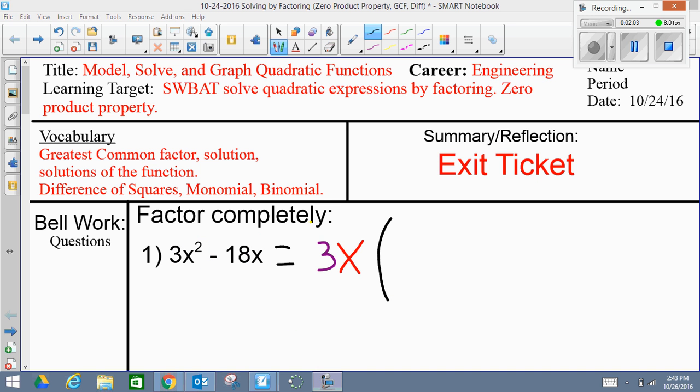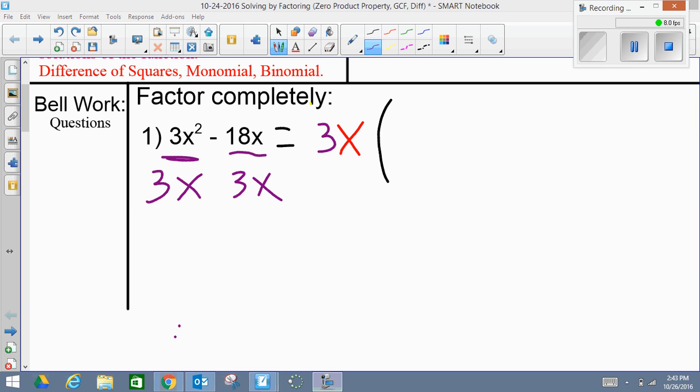Now what I'm going to do is I'm going to divide every single term by my common factor. Okay, my answer is going to go on the inside. So let's see how that works. Now to make it easier, what I'm doing lately is I put my common factor underneath my term, and then I put the answer underneath, to make it easier, I guess.